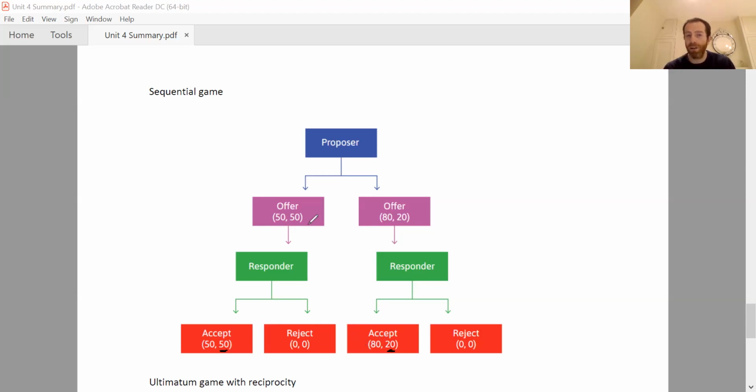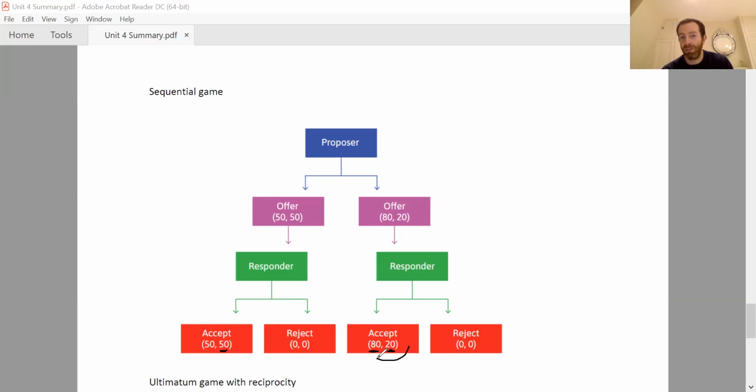So regardless of which offer is made, the responder is going to accept, right? Because 20 is bigger than 0, and 50 is bigger than 0. The proposer knows this. The proposer knows that regardless of which offer he makes, the responder is just going to accept. So from the proposer's point of view, they're thinking, which of these should I do? If they offer 50-50, they'll get 50. If they offer 80-20, they'll get 80. That's obviously better.